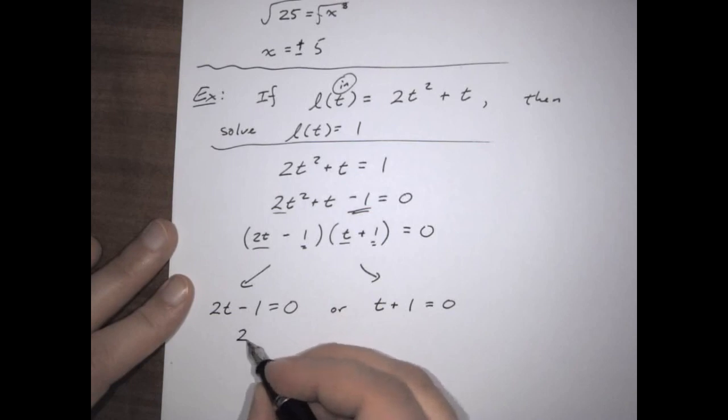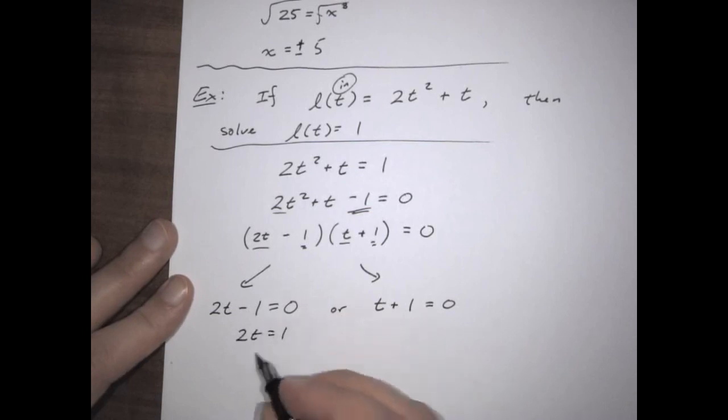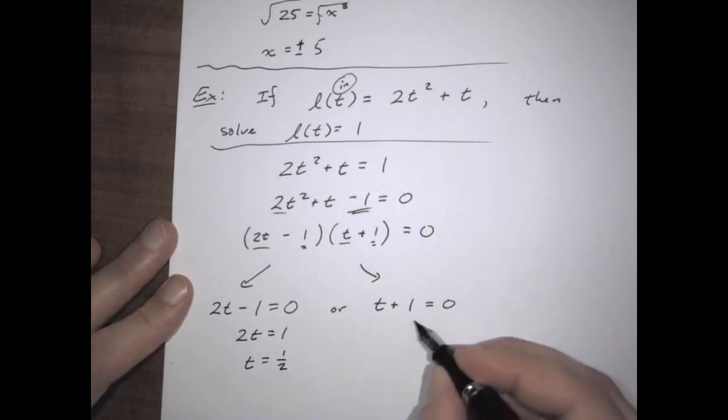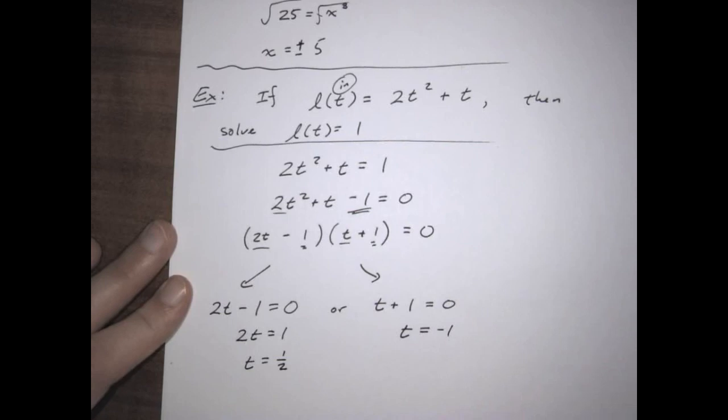So add the 1, and we get 2t = 1. Divide by 2, and we get t = 1/2. Over here, subtract the 1, we get t = -1. And what we've got is the two possible solutions here: t = 1/2 or -1.